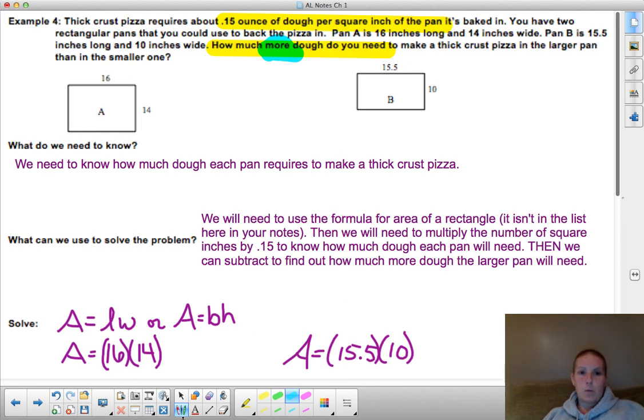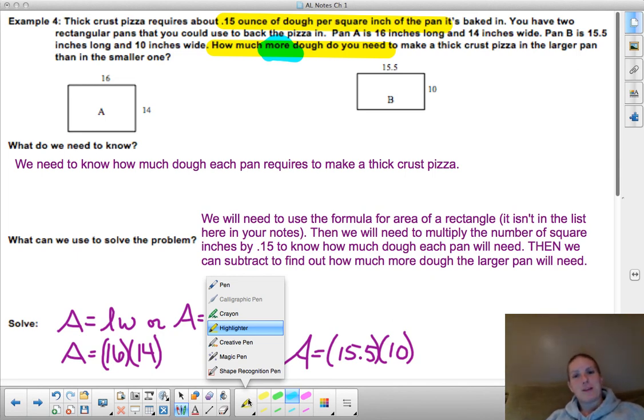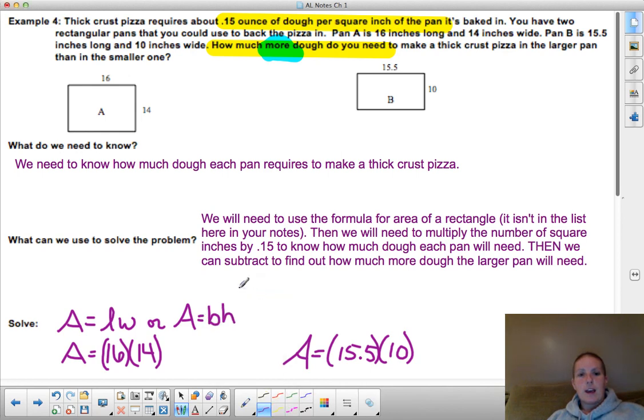So what do we need to know? We need to know how much dough each pan requires to make a thick crust pizza. What can we use? Well, we'll need to use the formula for area of a rectangle. It's not in the list here in your notes. Then we'll need to multiply the number of square inches by 0.15 to know how much dough each pan will need. Then we can subtract to find out how much more dough the larger pan will need. We can actually reverse this multiplication and subtraction step. It doesn't matter which order you do them in, you'll get the same answer. But that's the order I happen to do the problem in.